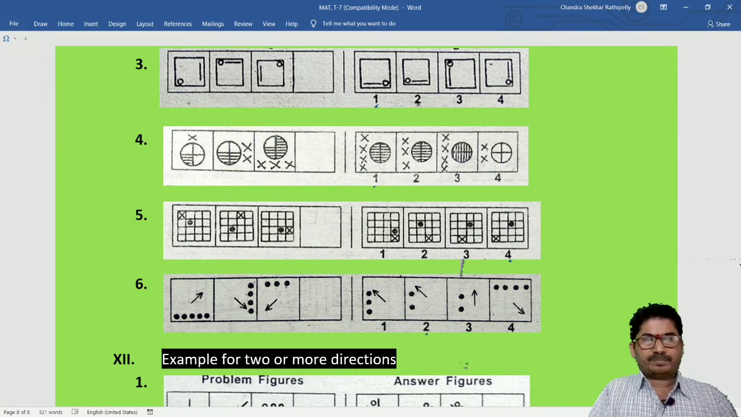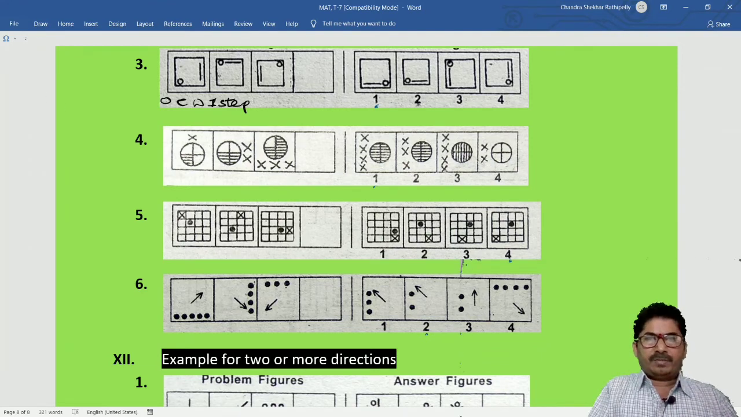Question number 3. First we have observed this small circle, zero or zero, rotating clockwise. Zero is clockwise one step, clockwise one step, clockwise one step. So here to here, next will come. There is competition in this. So 1 and 4.